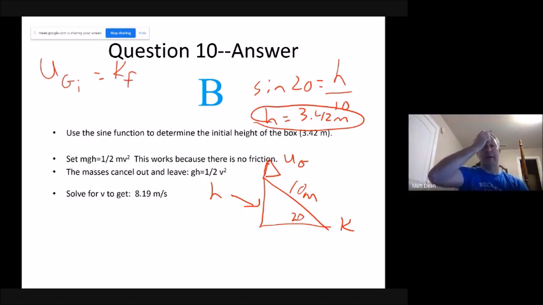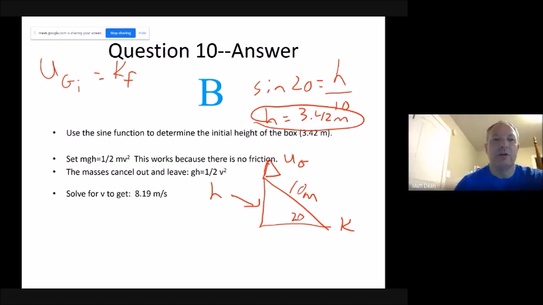But since we don't know the mass, at first, this might seem a bit confusing. But here's where we've got to be a little bit tricky, and I can see them putting this kind of problem on the exam for you. Remember that gravitational potential energy is mgh. Also remember that kinetic energy is 1/2 mv squared.